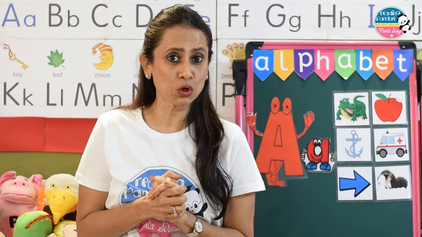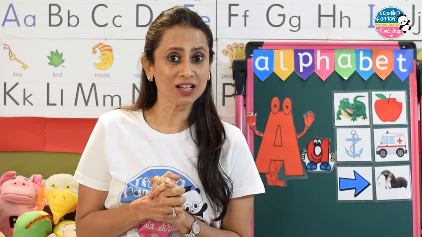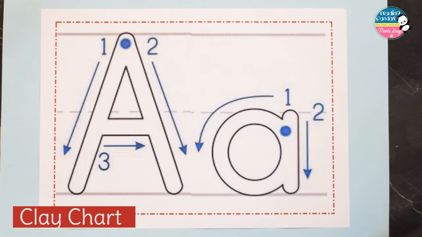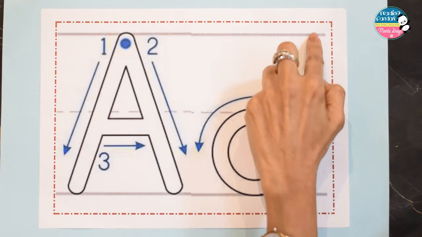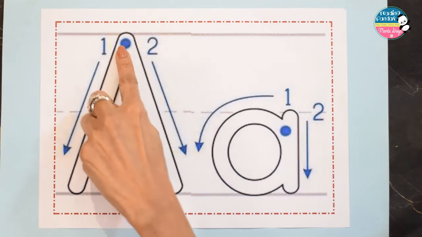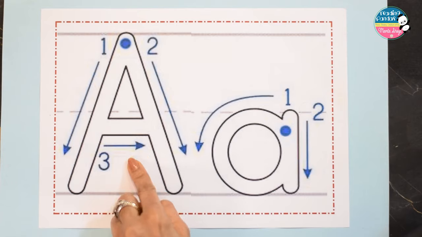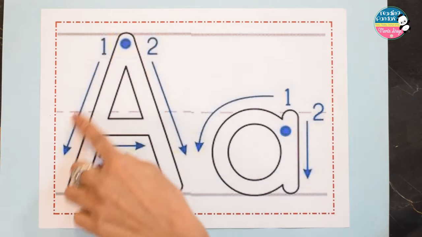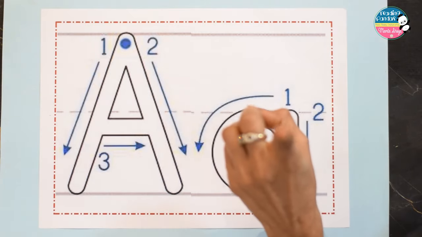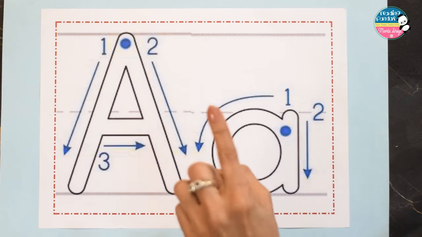So, are we ready with your clay and your clay chart? Yes. Now, let's begin with our alphabet clay chart. So, I want you to keep this clay chart ready. And this is my uppercase A and this is my lowercase a. And don't forget that letter A makes a sound of ah. Very good.